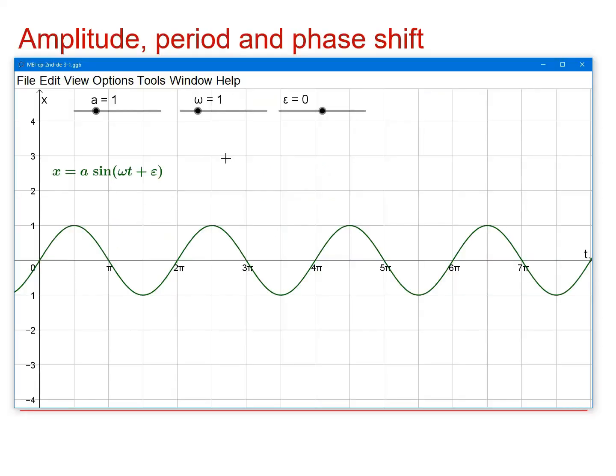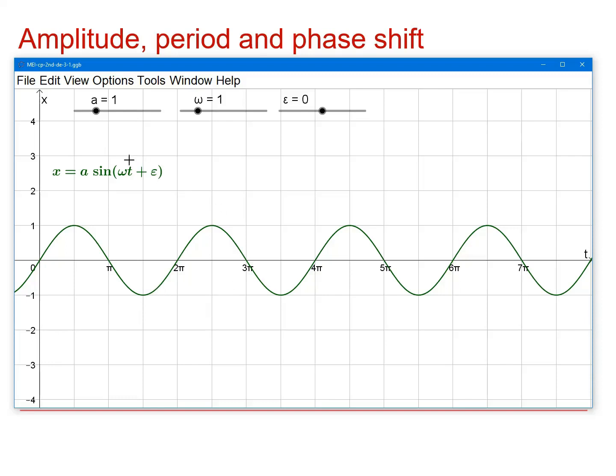Okay, let's take a look at a dynamic plot for this. This is set up so that we've got x is equal to a sine omega t plus epsilon, and at the moment a is 1, omega is 1, and epsilon is 0. So I've just got a normal sine curve. It's oscillating once over the range 0 to 2 pi. It's oscillating between 1 and minus 1, and it starts at 0, 0.